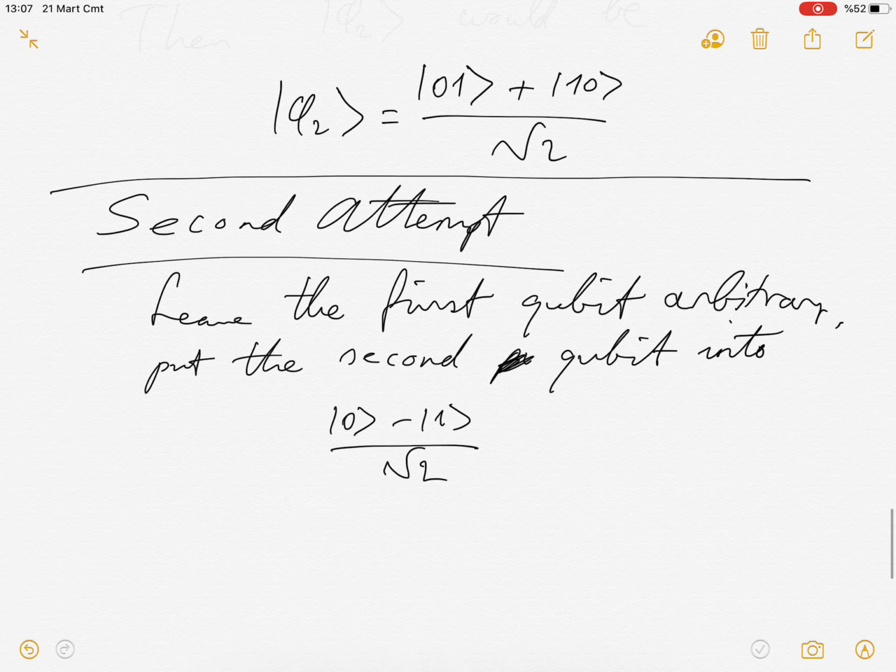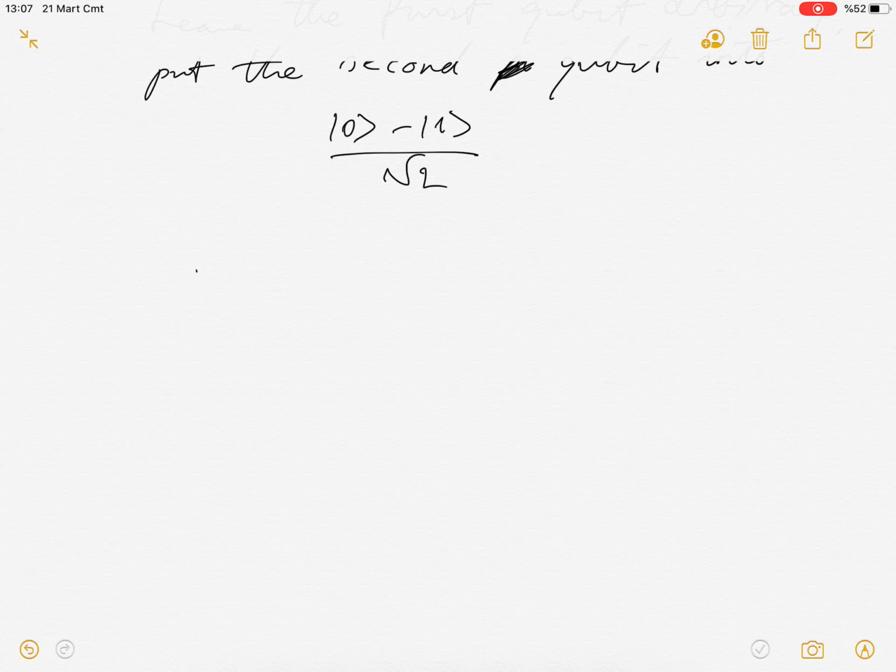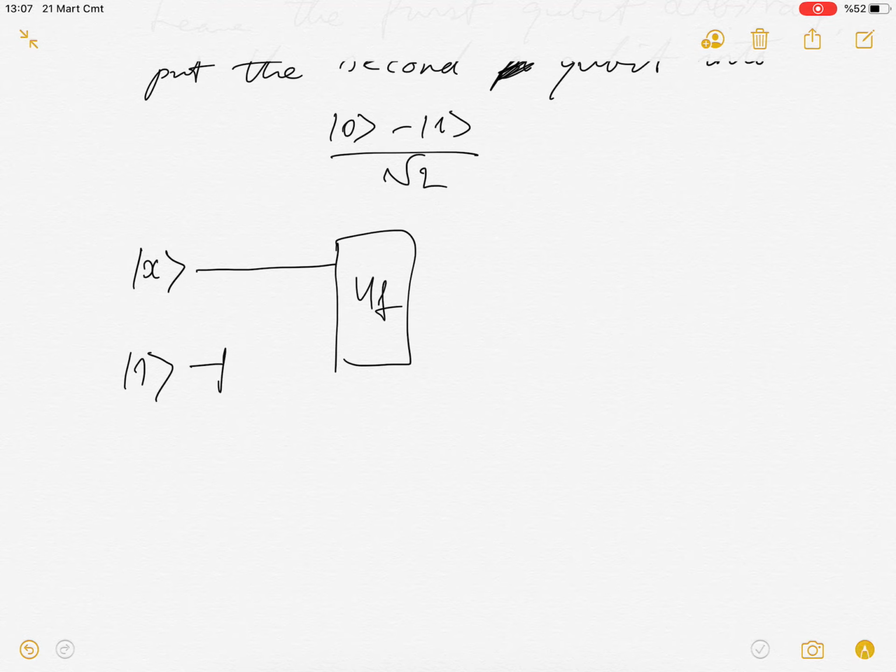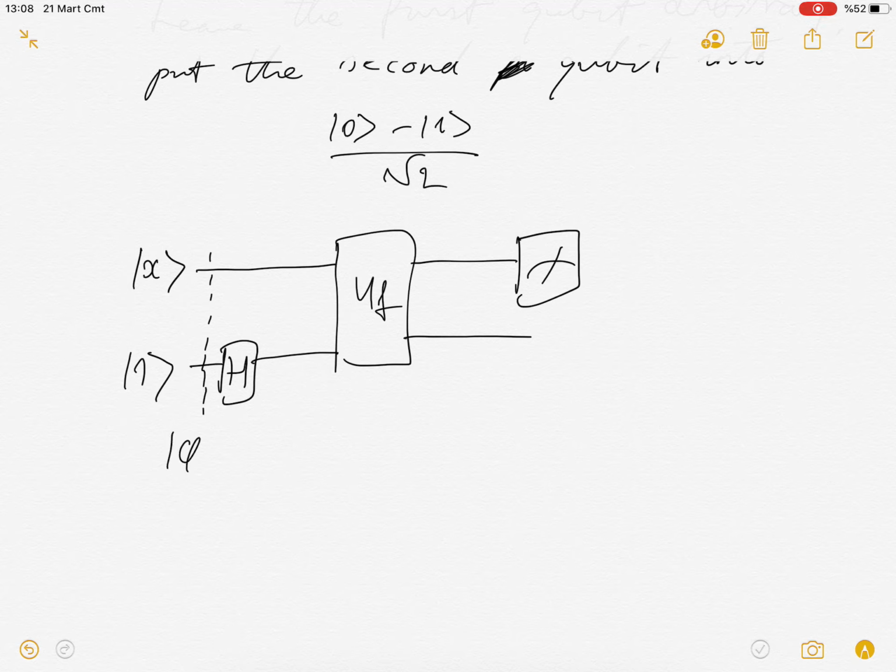So let's draw the diagram. We have UF, the first qubit will be arbitrary, so let's call it x. The second qubit will start with |1⟩, and then we apply a Hadamard transform, because H|1⟩ will be equal to the minus phase superposition state. And then we have output wires, and let's again measure the first qubit. Let's call this state phi 0, the next one phi 1, and this phi 2.